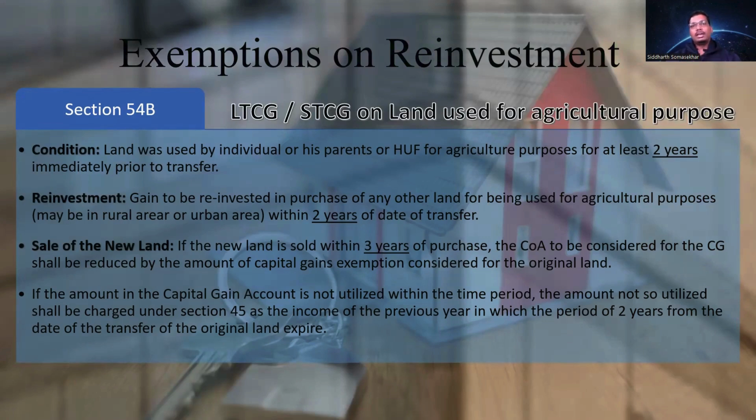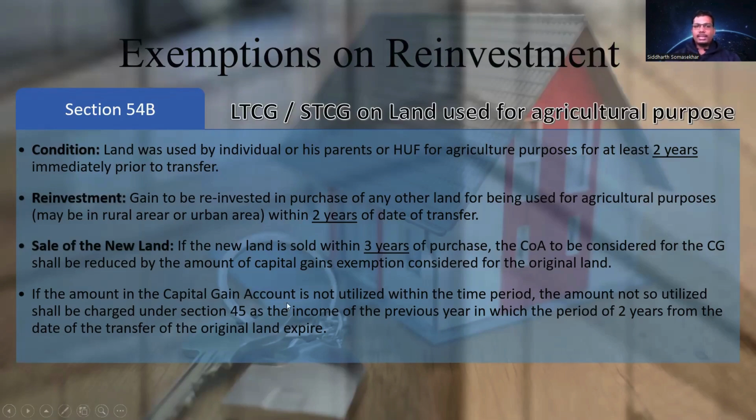Whatever gain that you are earning from the sale of that land needs to be reinvested in the purchase of another land, which is purchased for being used for agricultural purposes, within 2 years from the date of transfer. Then what happens when you sell the new land? If you sell the new land within 3 years of purchase of the land, then again it is similar to section 54, wherein it says whatever the capital gain that you are computing for the sale of the new land, the cost of acquisition has to be reduced with the capital gain that was exempted for the original land.